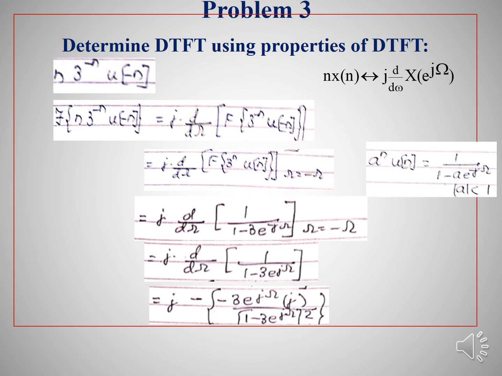What would this result in? This would give us minus into minus is plus, j into j is j squared is minus, so minus 3 into e^(jω) divided by 1 minus 3 e^(jω) the whole square. Hence, the solution of n into 3^(-n) u[-n] would be minus 3 e^(jω) divided by 1 minus 3 e^(jω) the whole squared.